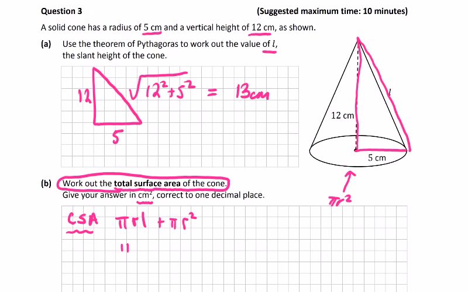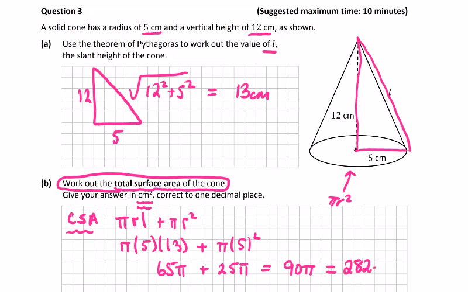So we just fill these values in terms of pi. Pi by r, which is 5, by L, which is 13. It's going to give 65 pi. Plus pi r squared will be pi by 5 squared, which is 25 pi. So 65 and 25 is 90 pi. Sometimes they ask for the answer in terms of pi, but in centimeters squared here, just press change on your calculator. 282.74, and that's going to be in cm squared. And there was 10 for parts A, B and C here. Consistent marking scheme.